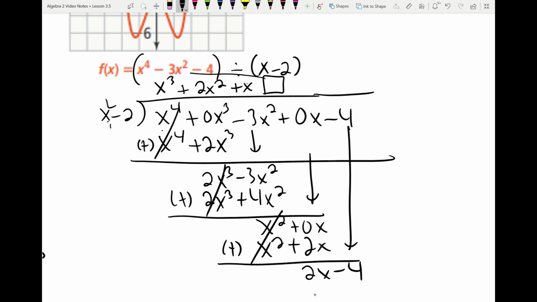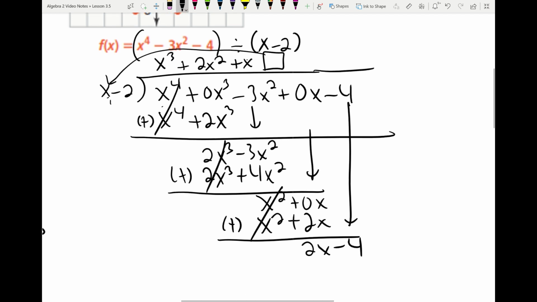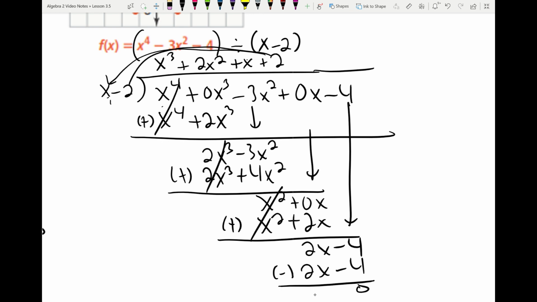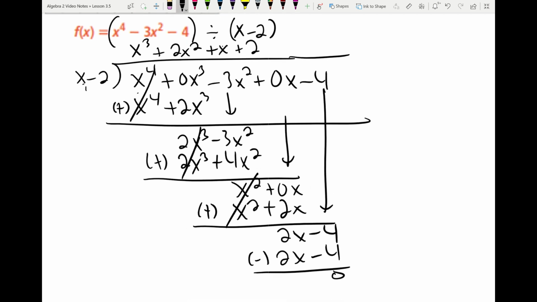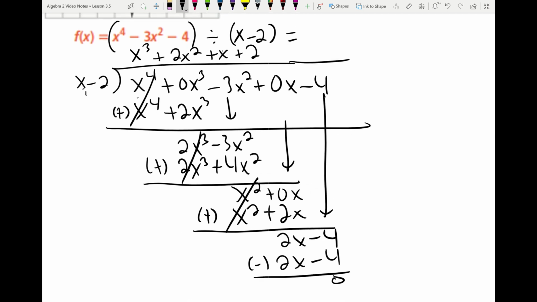So what times x is going to give me 2x? That would be positive 2. And then 2 times negative 2 is negative 4. So this works out perfectly, 0 remainder, as it should. All right, so far when we divide those two, we get x cubed plus 2x squared plus x plus 2. So we know what we get.